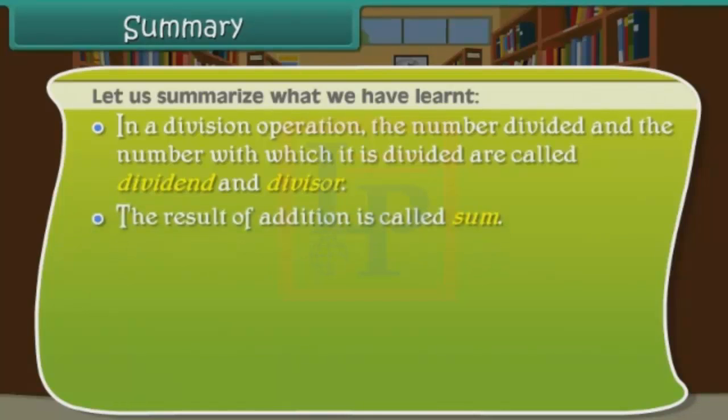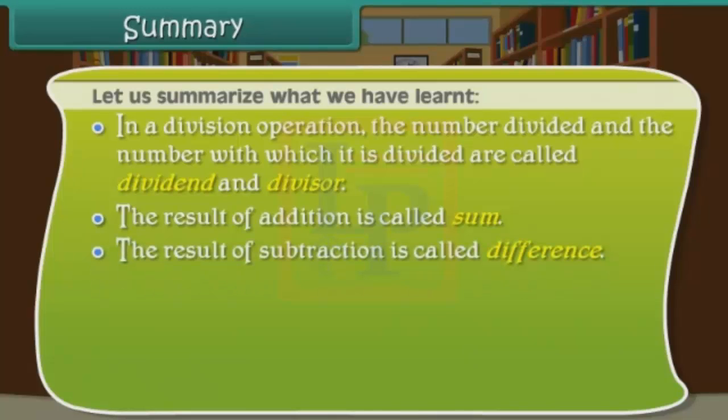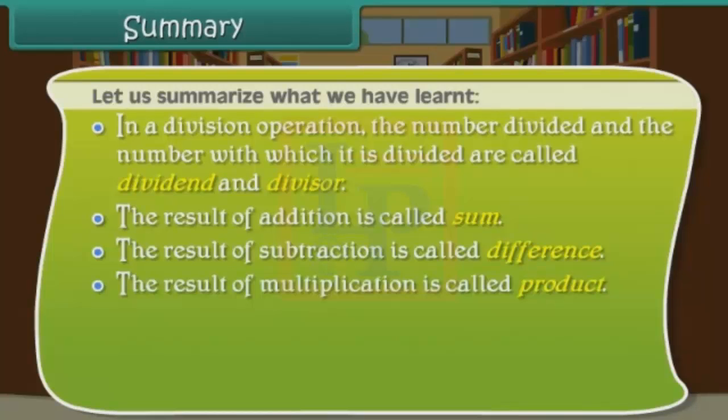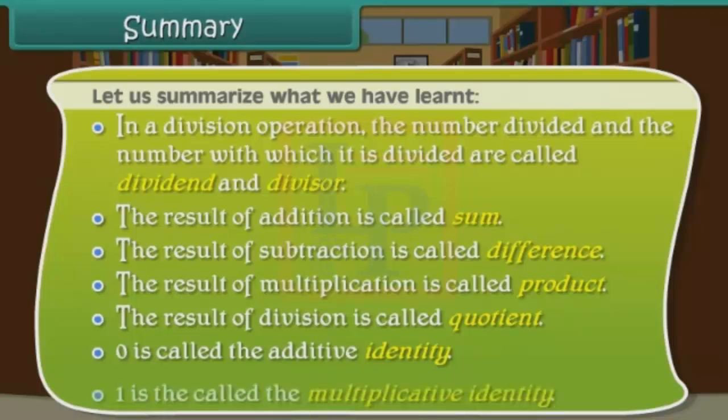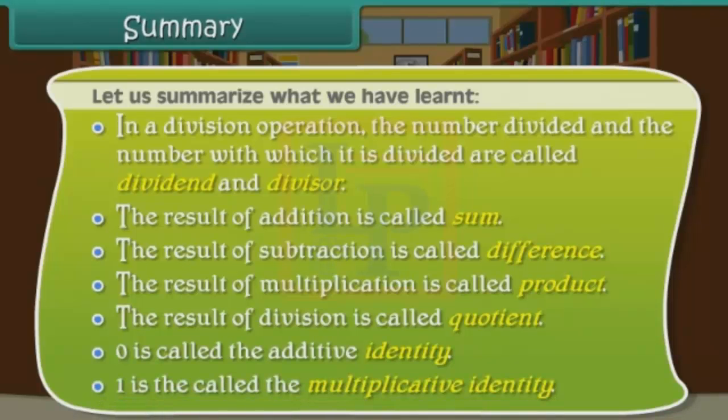The result of addition is called sum. The result of subtraction is called difference. The result of multiplication is called product. The result of division is called quotient. Zero is called the additive identity. One is called the multiplicative identity.